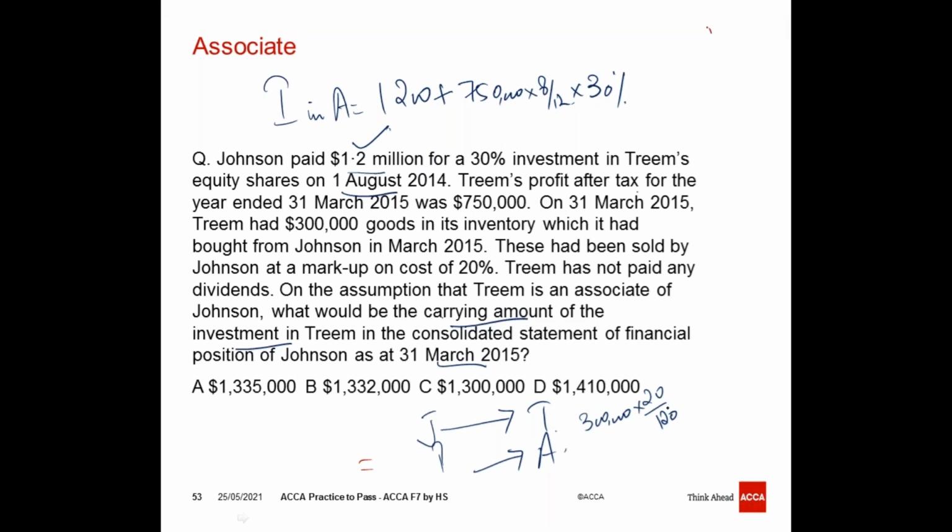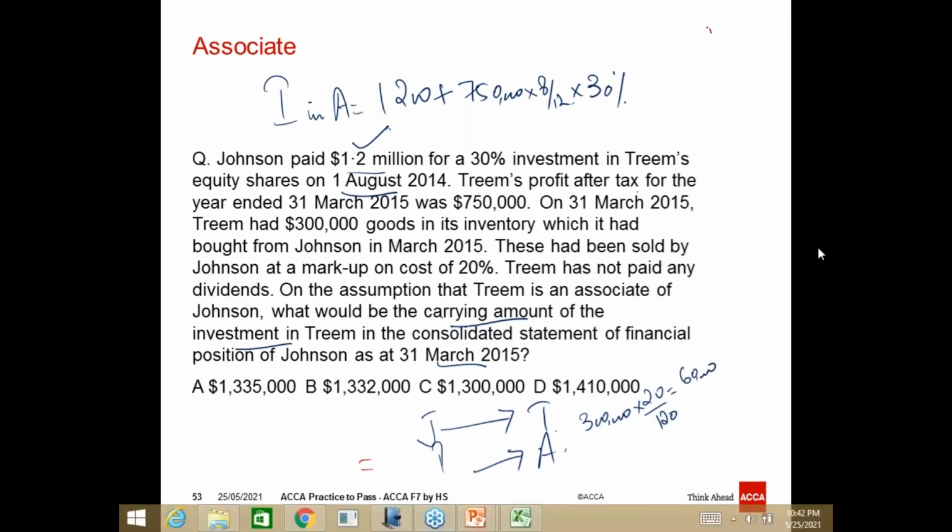Threem has not paid any dividends. So the unrealized profit will be 60,000. 3 lakh into 20 upon 120 is, I think it's 60,000.